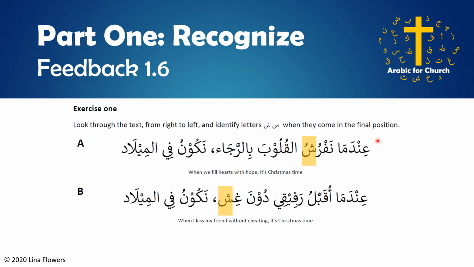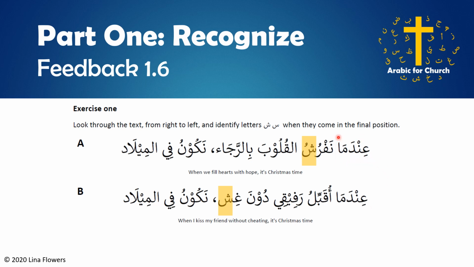And we're going to use an extract from a Christmas hymn. A lot of Arabic Christmas hymns and songs have the same tune as the English ones, but this is one of the original ones. It's called Laylat al-Milad, which translates as Christmas Eve. So let's look for seen and sheen in A.